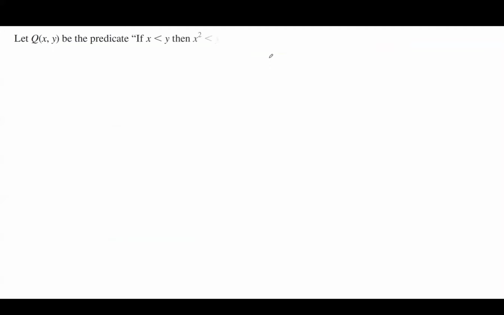Consider the following predicate. If x is less than y, then x squared is less than y squared. Let us take a look at the domain. The domain given to us is R, all real numbers. Is this a true statement? For any x less than y, can you check? Can you say for sure that x squared is less than y squared?